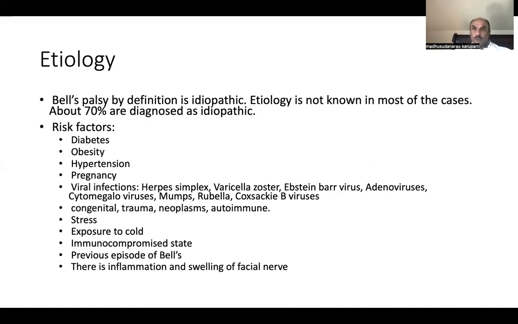There are congenital factors associated with the facial nerve palsy, okay, involving the developmental anomaly of the facial nerve nucleus. Well, trauma, neoplasms, and autoimmune phenomena are also described in the facial nerve injuries. Other etiological factors that have been described are stress, exposure to cold, immunocompromised states like HIV, and previous episode of Bell's palsy. The nerve shows degree of inflammation and swelling, and it is subjected to compression injury in the narrowest part of the facial canal.